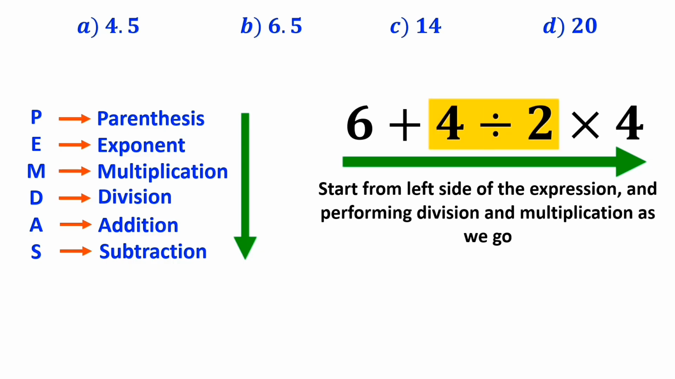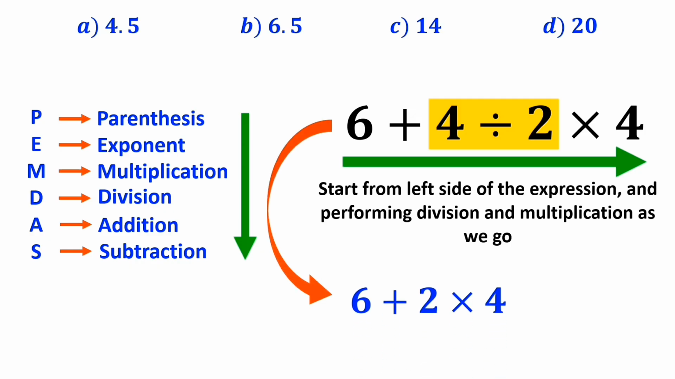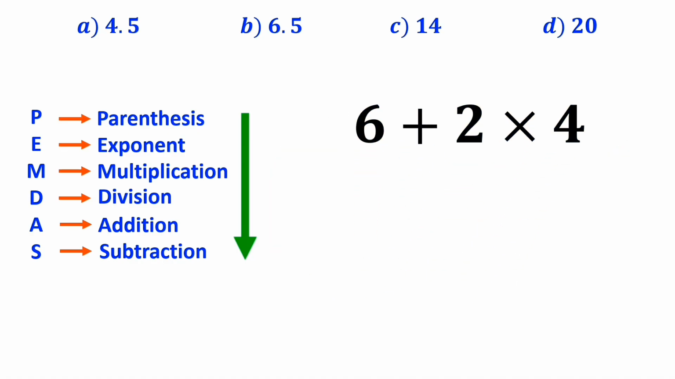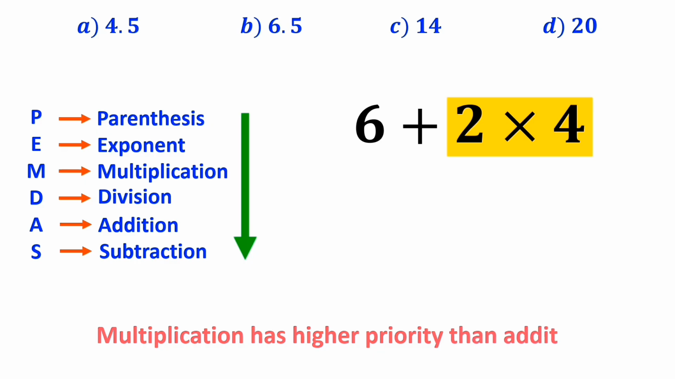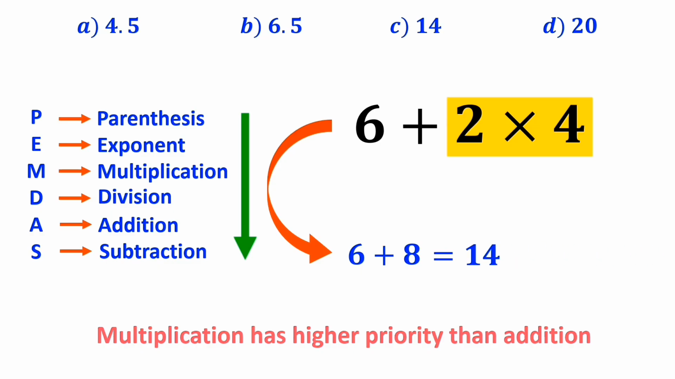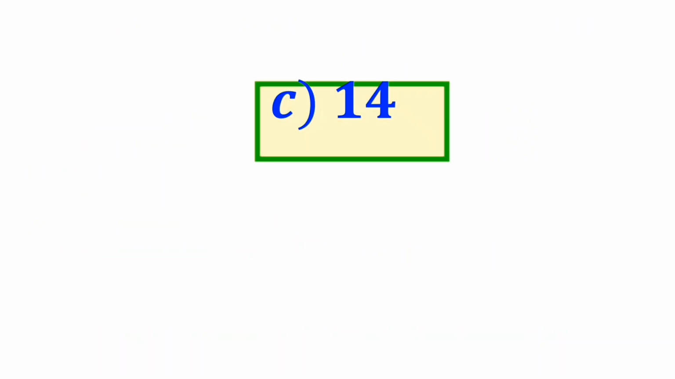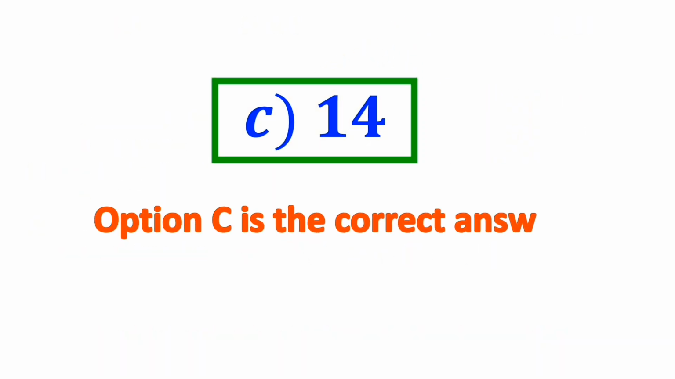So, we'll start with the division between 4 and 2. And instead of this expression, we write 6 plus 2 multiplied by 4. In the next step, we go to the multiplication between 2 and 4, because multiplication has higher priority than addition. So, this expression simplifies to 6 plus 8, which ultimately gives us the answer 14. Therefore, option C is the correct answer to this question.